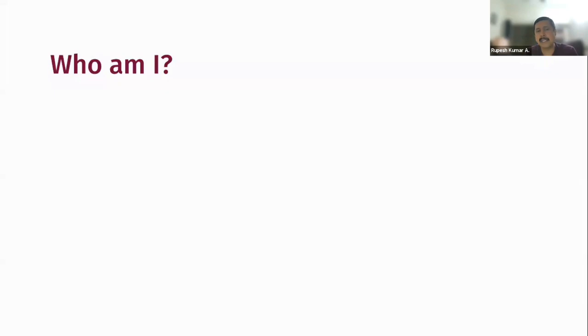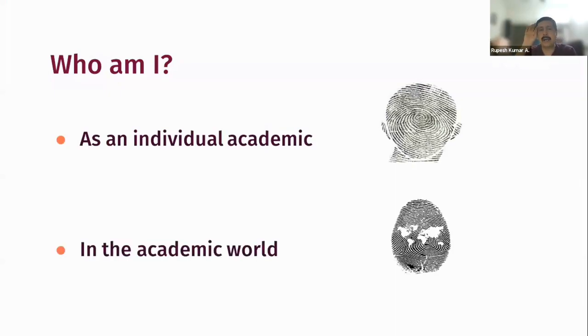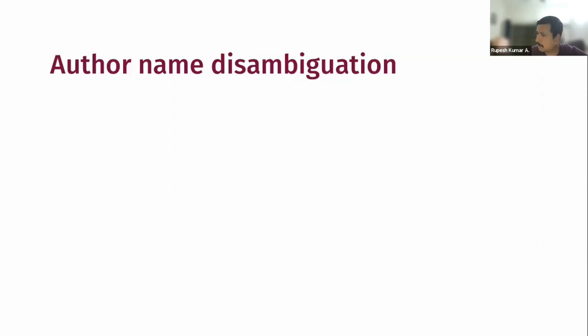Firstly, academic identity defines who I am as an individual academic on the World Wide Web and who I am in the academic world. How am I perceived by my academic peers in the immediate circle, my peers worldwide? So that can be defined by your academic identity profiles. In other words, you can enhance the visibility of your research by creating academic identity profiles on various platforms.